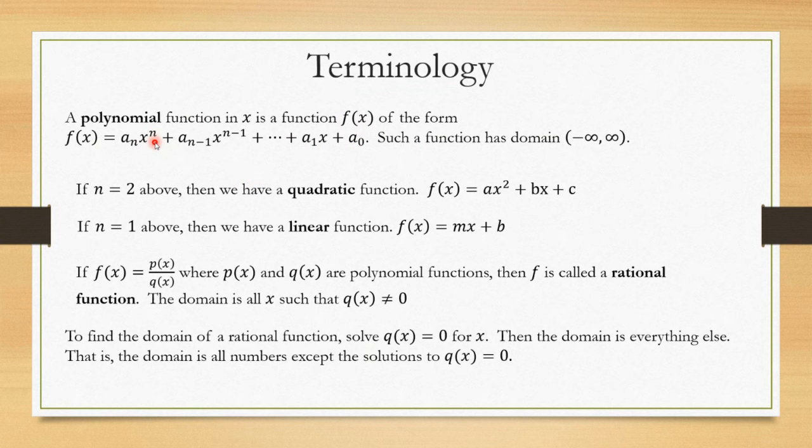Remember, the n here is the degree. That's the largest exponent of x. It turns out the domain of these functions is really nice. It's all numbers. It's everywhere. The domain is all real numbers. If you think about it, that makes sense, right? Because really, if you were to evaluate this at a number, you're just taking that number and raising it to positive powers. So it should be defined everywhere.